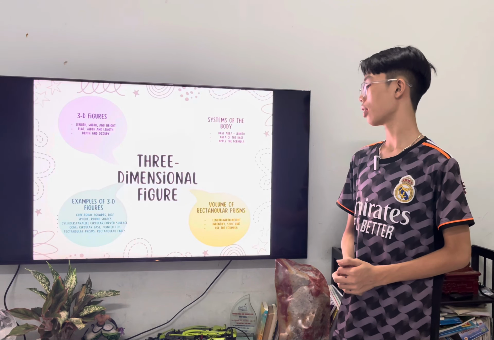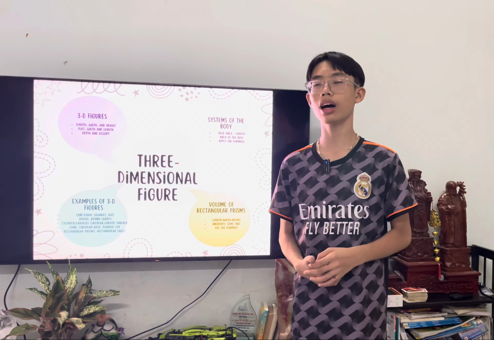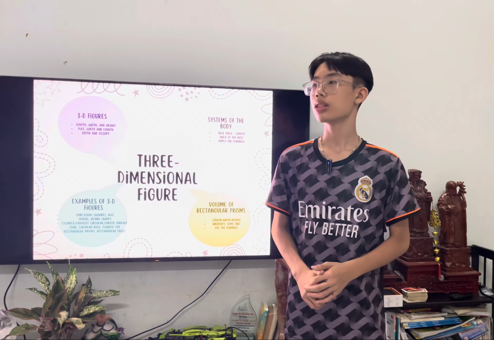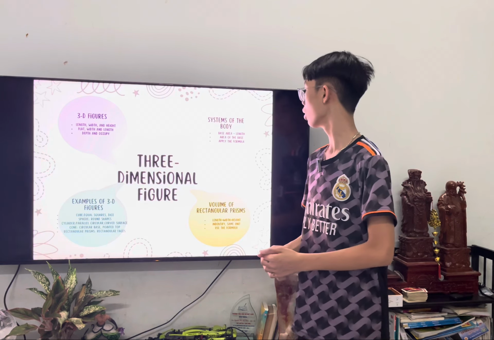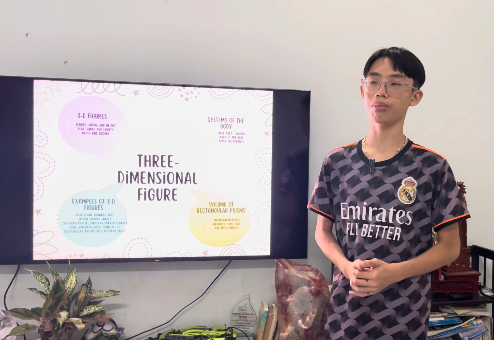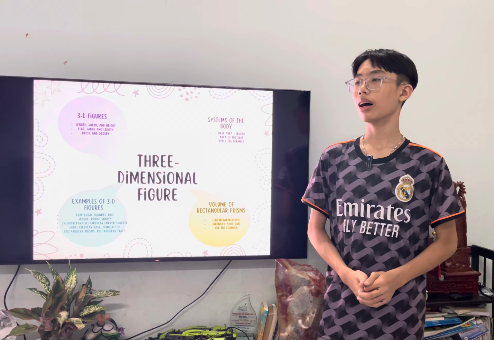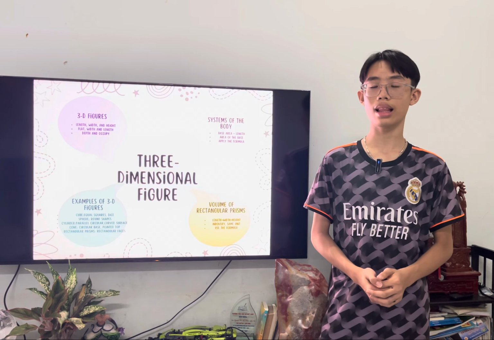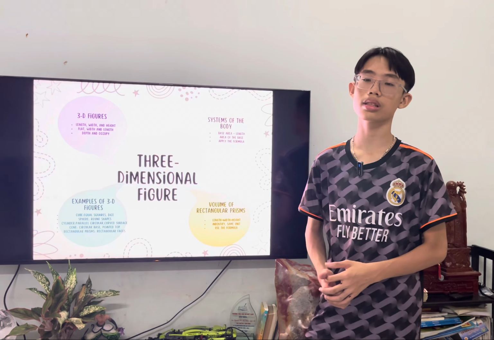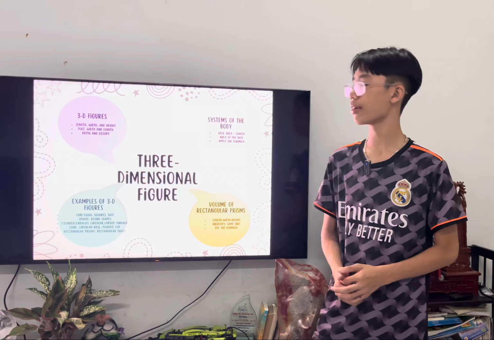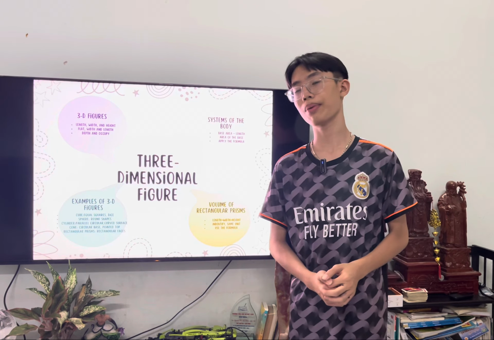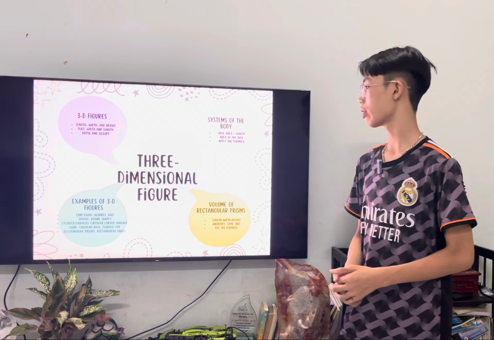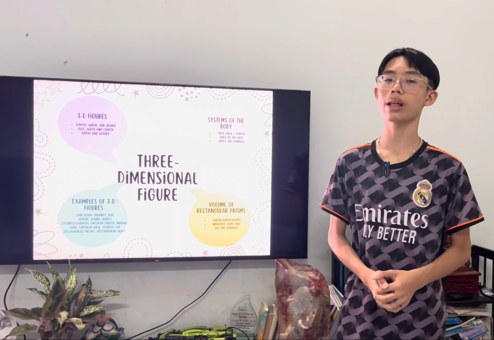Next, I will find the volume of the triangular prisms. We have the formula: the base area multiplied by length. On the triangular prism there aren't any width and length anymore, so we just have to find the base area and multiply it by length. The step-by-step process has two steps.